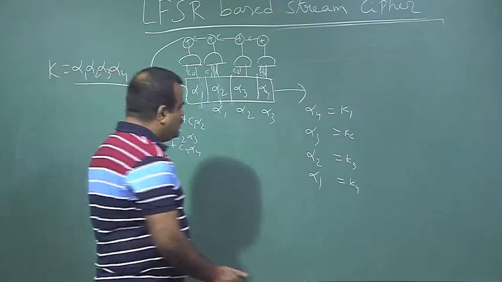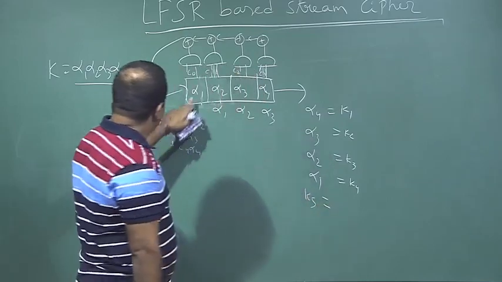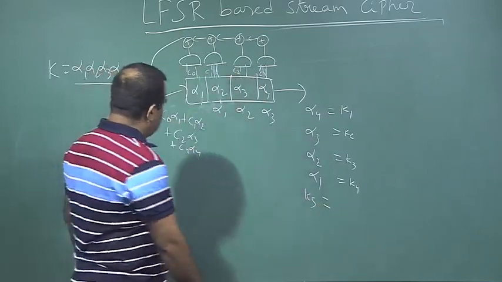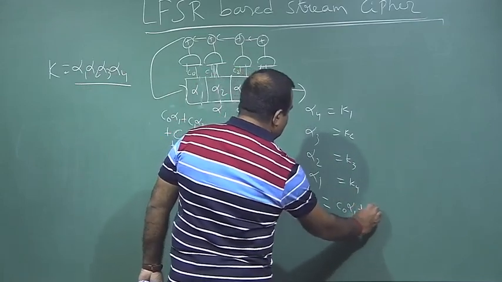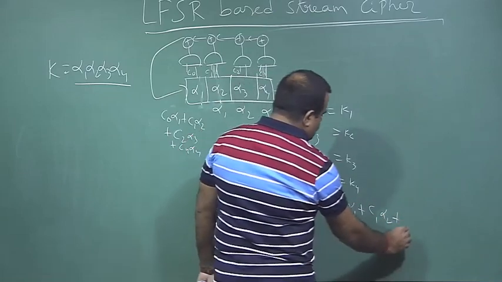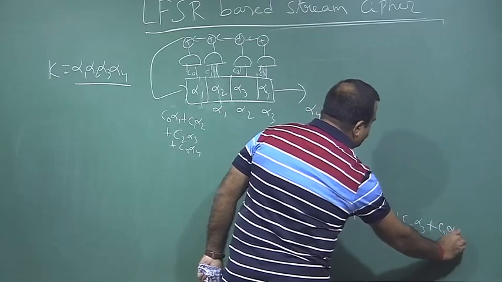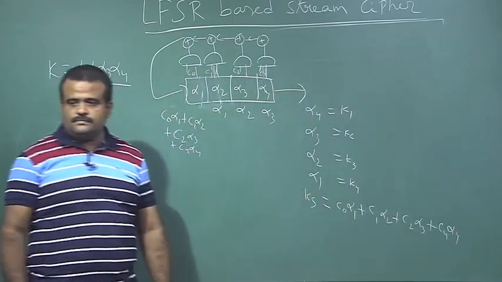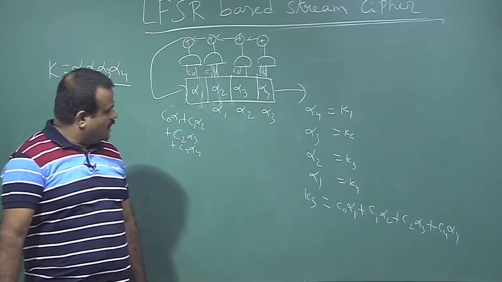Then after that, what about K 5? K 5 is the one having this linear form: C 0 alpha 1 plus C 1 alpha 2 plus C 2 alpha 3 plus C 3 alpha 4. So, this is basically our K 5.